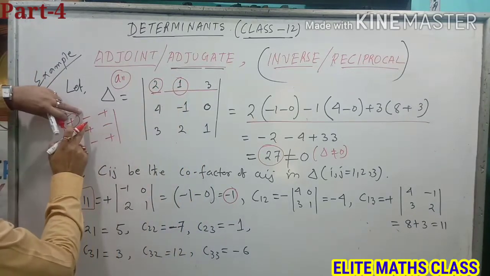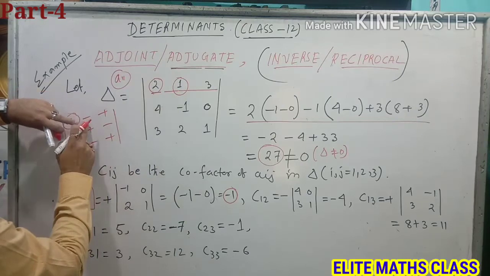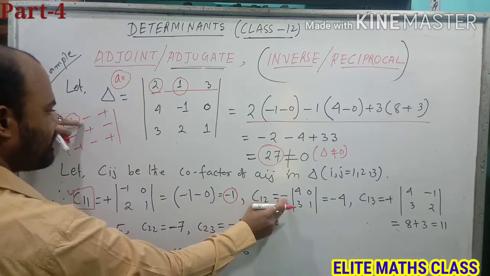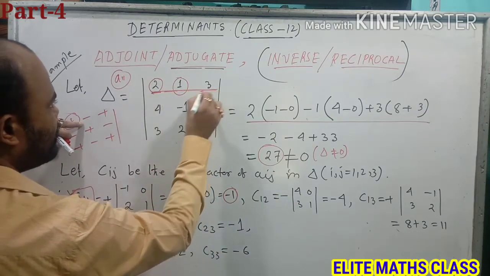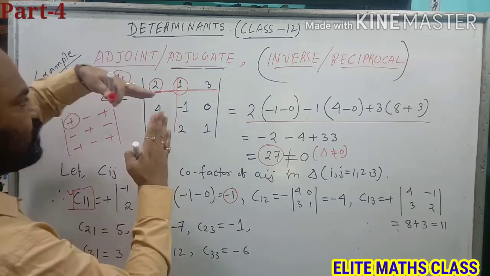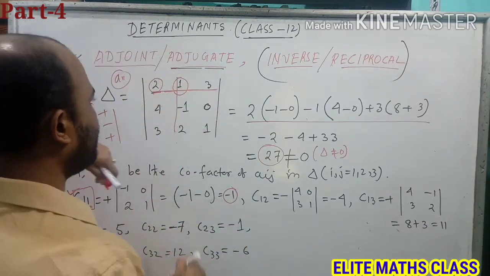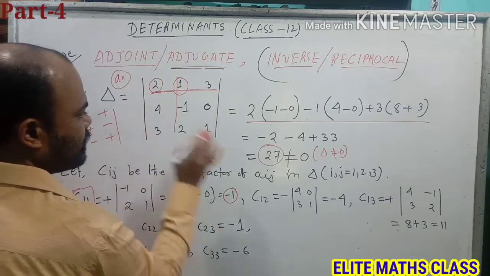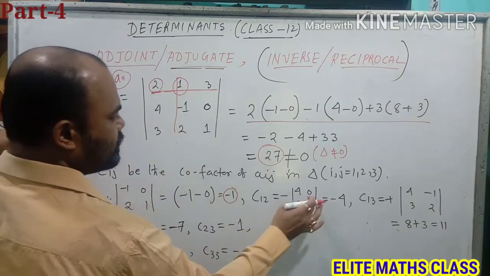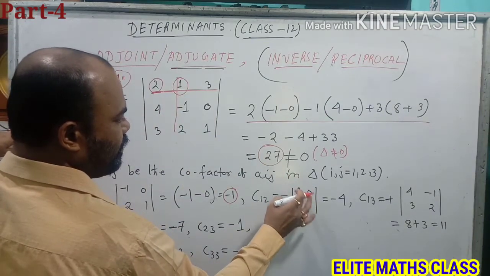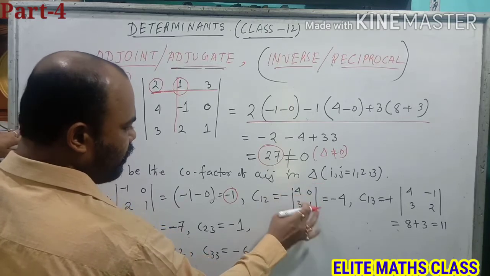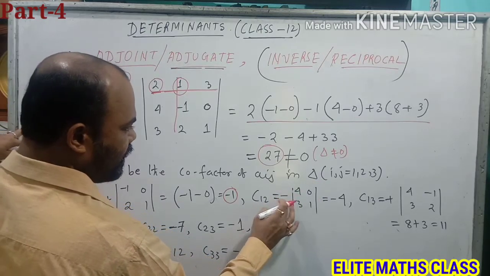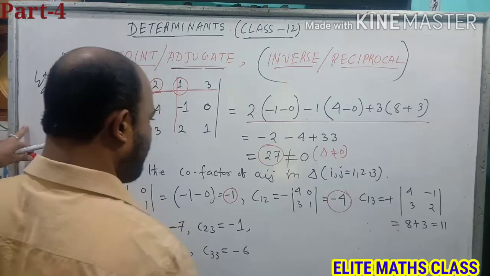Now see, the position sign of this position is minus. I have written minus first, then you delete the first row and second column, that is, the row and column in which the element lies. Then what remains? These 4 elements, 4 0 3 1. Now expand, it will be minus 4 minus 0, and a negative sign here, so the total value will be minus 4.